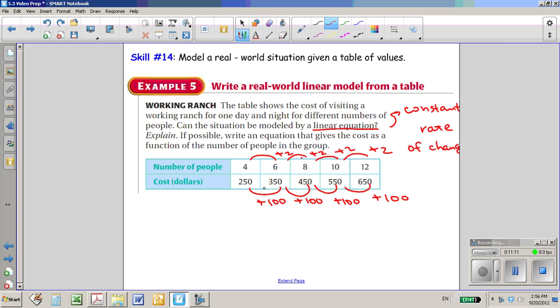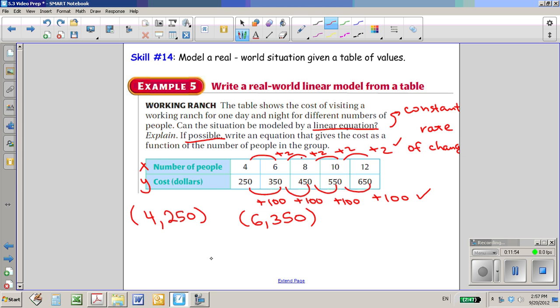Okay. So now that we checked that it's consistent, we are confident that it is a linear equation, and your explanation would be the fact that the rate of change is constant. So since it is possible to write an equation, we actually need to write it. Okay, so what this actually gives you is 2 points, and you can pick any 2 points. My number of people will be independent and my cost will be dependent, because my cost will depend on the number of people. So my point is going to be 4, 250, and my second point should be 6, 350.